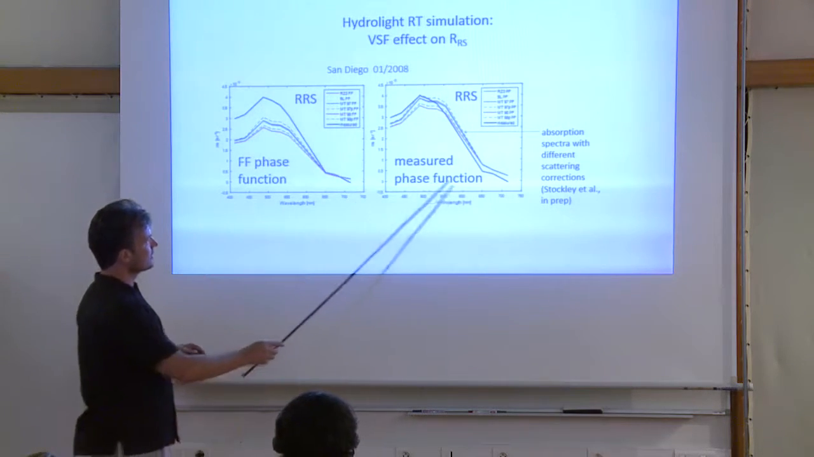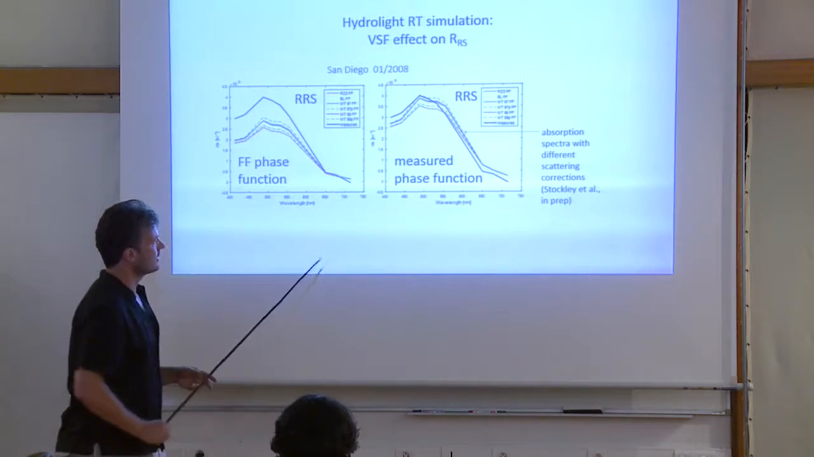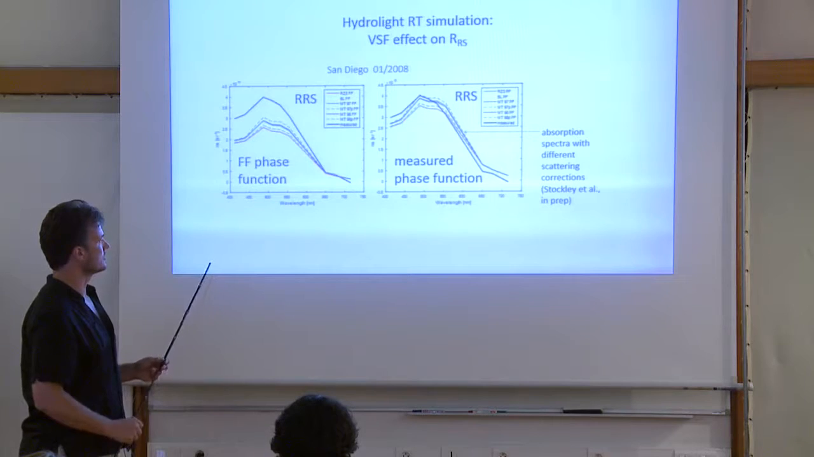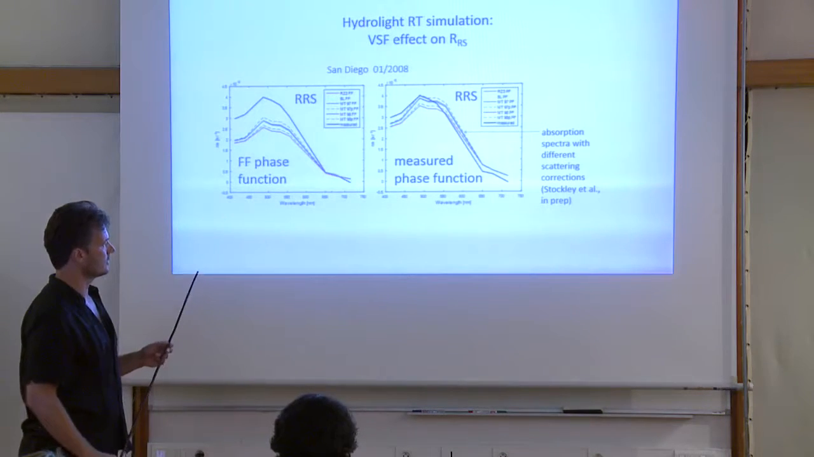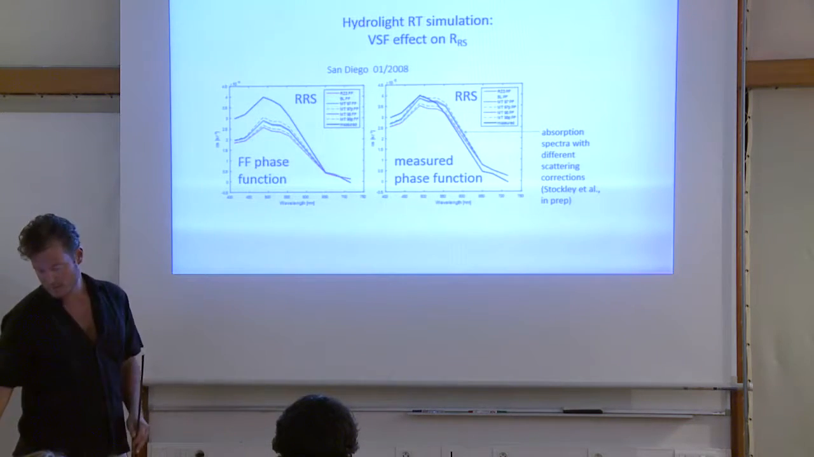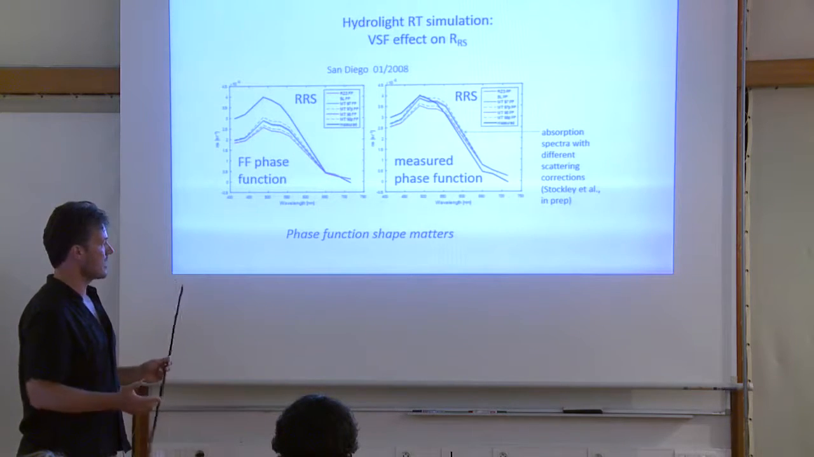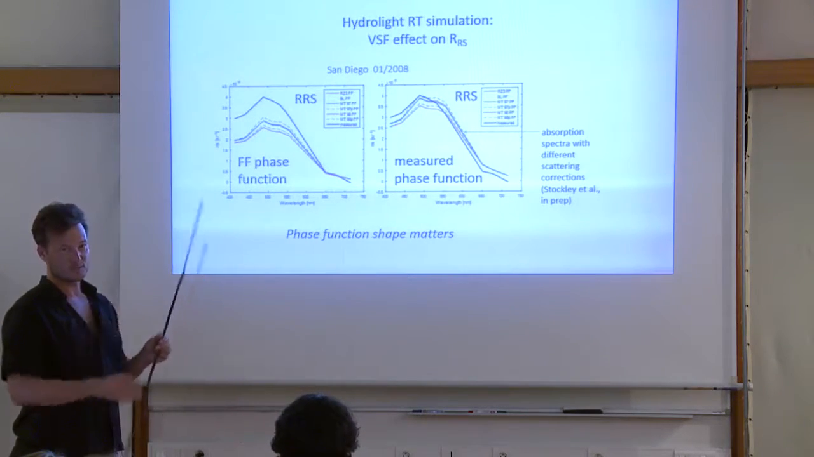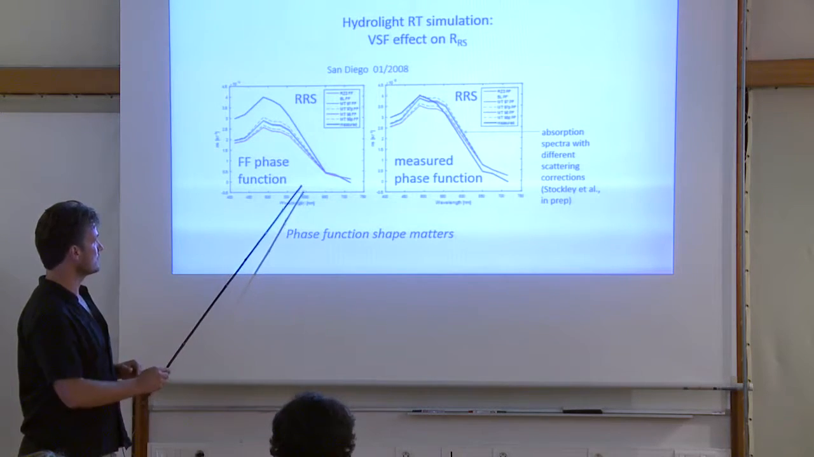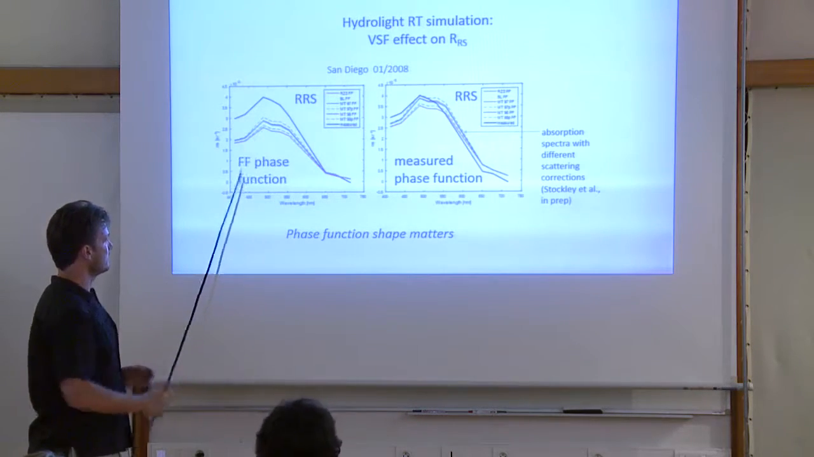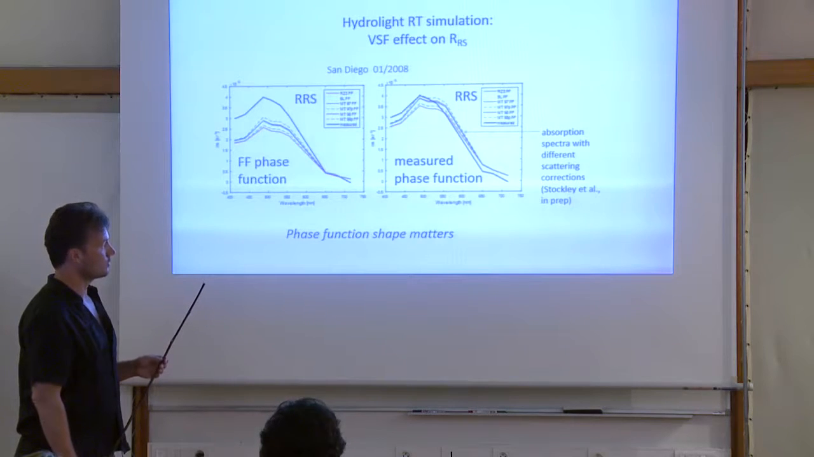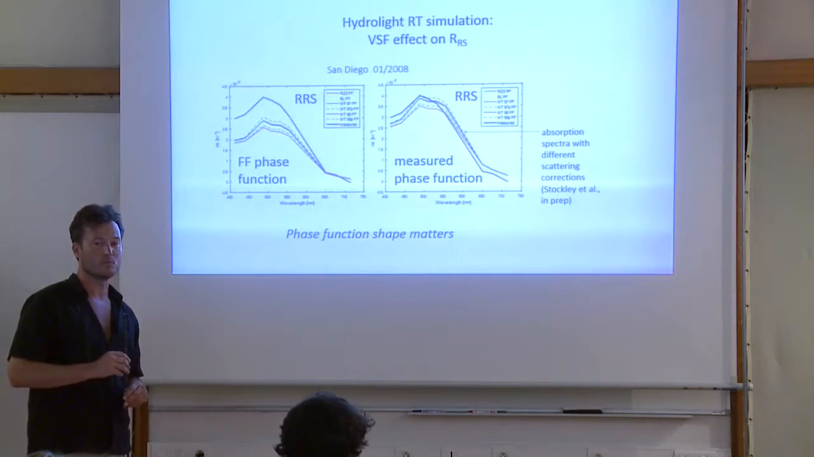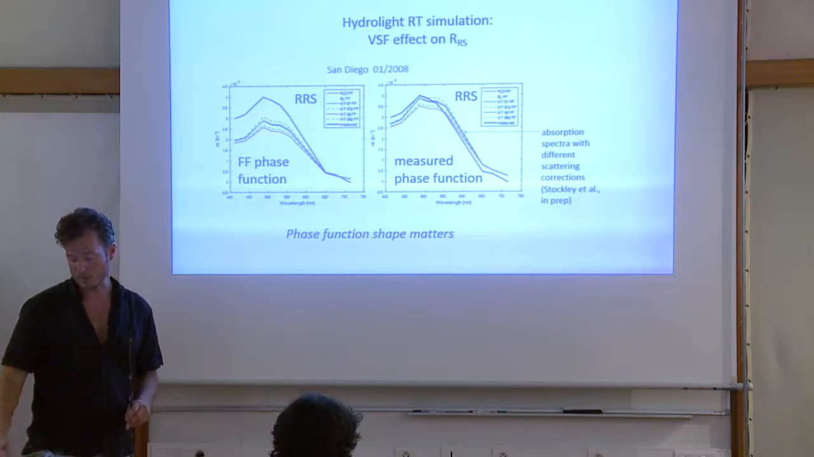But we get something closer to what's measured, you know, with actual radiometric measurements, than with the Fournier Farrand phase function. So the phase function matters, we know that. But this is actually a case where it was one of the biggest discrepancies. I should say that in the vast majority of cases, the Fournier Farrand phase function model works very, very well, and estimating from BB over B works well as well.